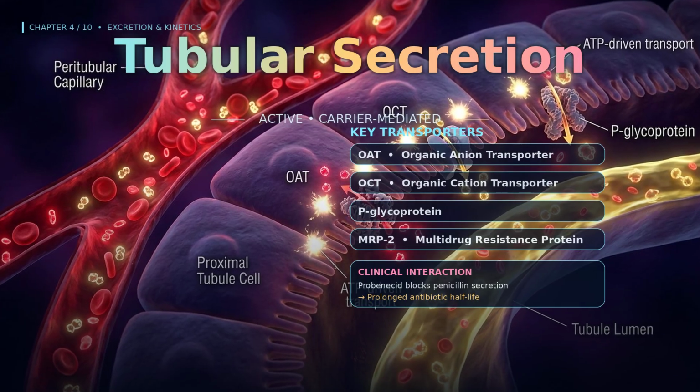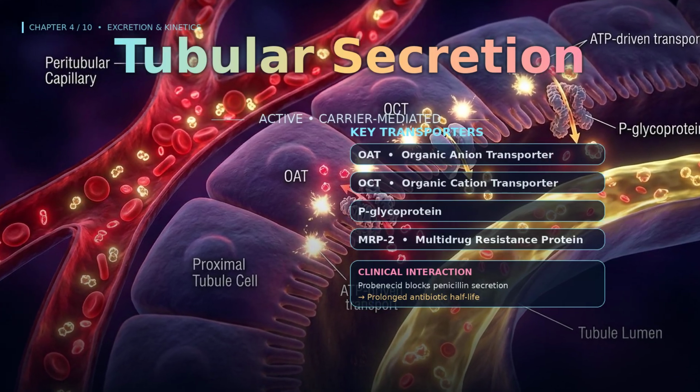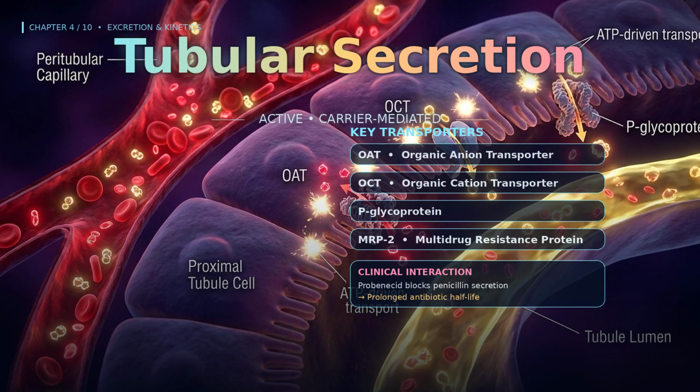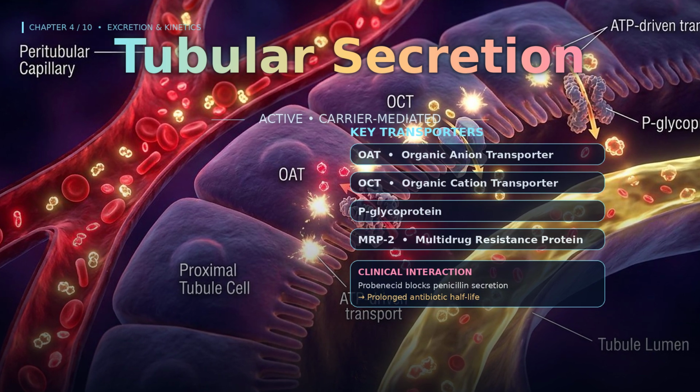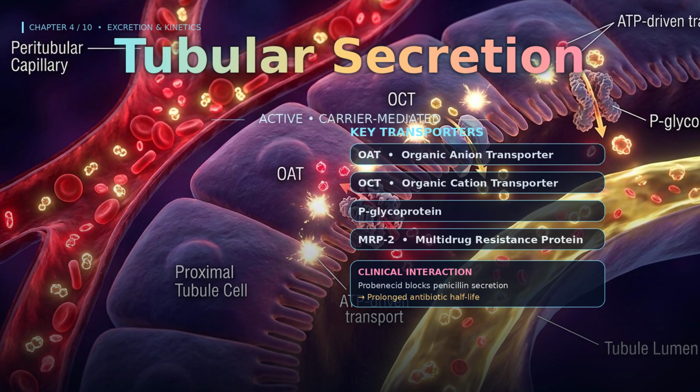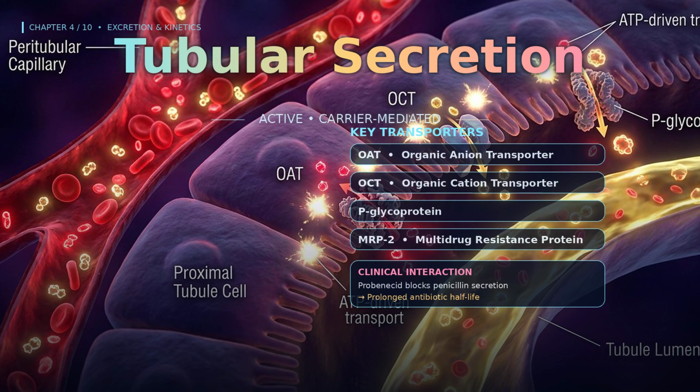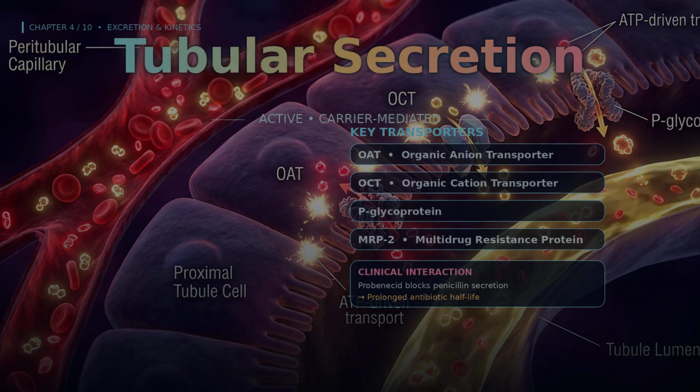Tubular secretion is an active, energy-dependent process in the proximal tubule. Transporters like organic anion transporter, organic cation transporter, P-glycoprotein, and MRP2 pump drugs from blood into the tubule. Unlike filtration, protein binding doesn't limit secretion. As free drug leaves, more dissociates from proteins. A classic interaction: probenecid blocks penicillin secretion, prolonging its half-life. Salicylates similarly reduce methotrexate clearance.